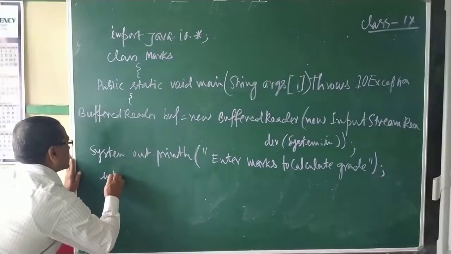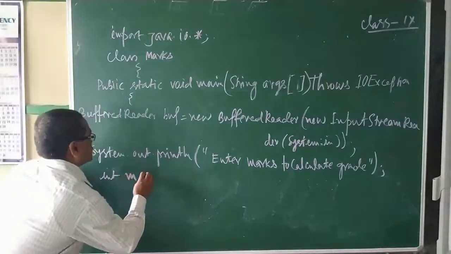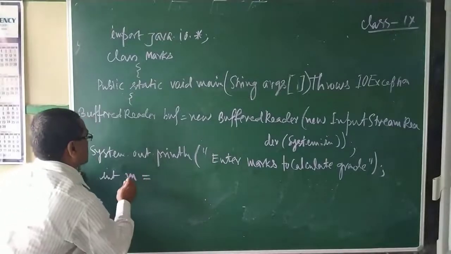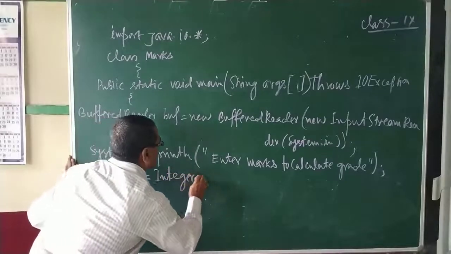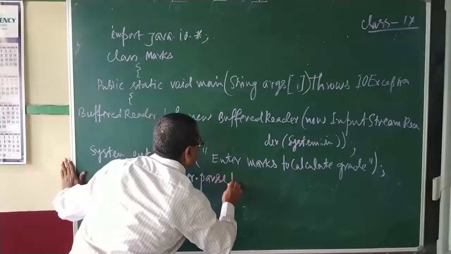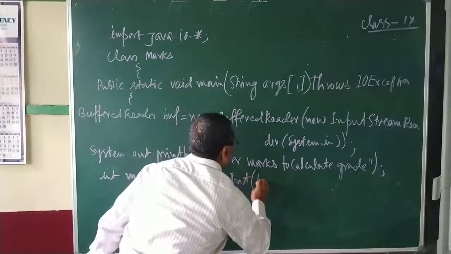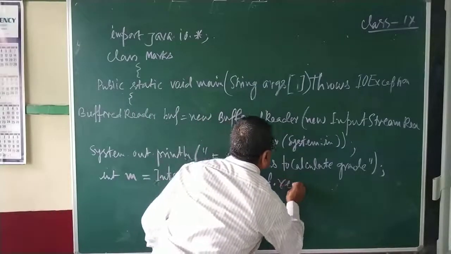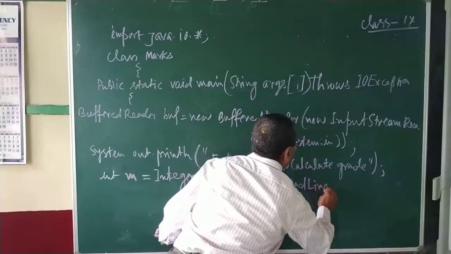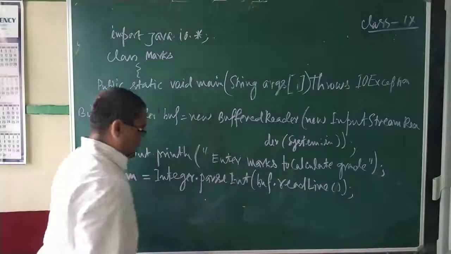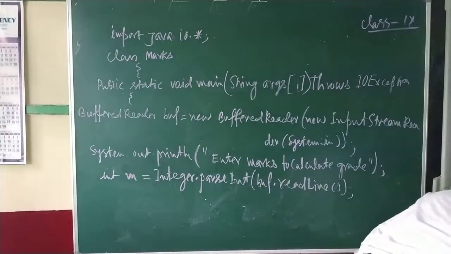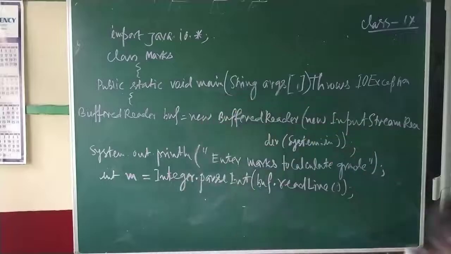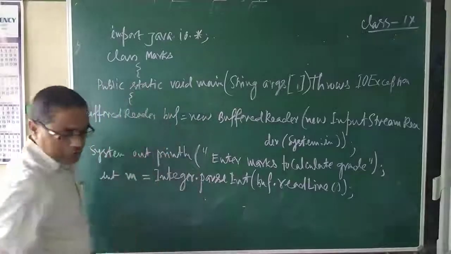Now int m equal to, m is the marks variable holding the marks. int m = Integer.parseInt(buff.readLine()). Okay, so the marks are input. Now we have to go for the calculation. I'll grab this portion and proceed.